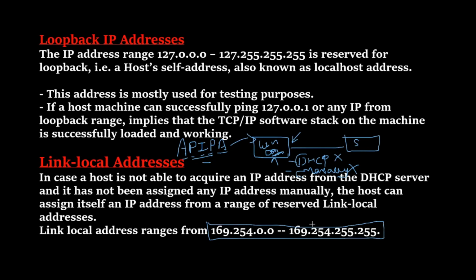It will provide this range: 169.254.0.0 to 169.254.255.255. That means the first two octets will be the same, and the rest can be anything. It will provide you one IP address. When you assign a manual IP address, it will change, or when you configure your DHCP server, it will be removed automatically and your DHCP will work. Otherwise, when it does not get any IP address, your operating system will assign this range. That is called the link local address.